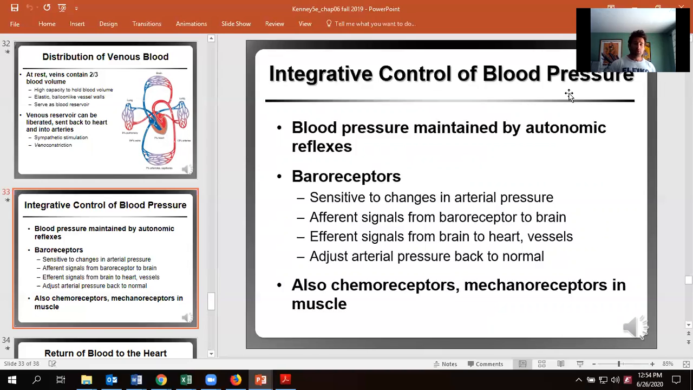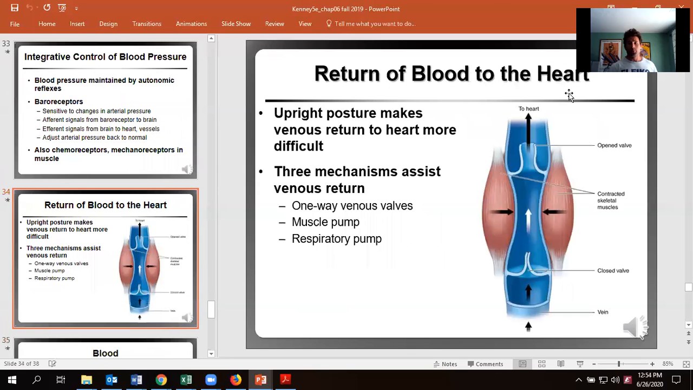Now, we also have chemoreceptors and mechanoreceptors. Now, the chemoreceptors are obviously detecting the chemical levels of different things like those metabolic byproducts, which in turn are going to cause changes in pressure gradients. And mechanoreceptors are literally just detecting the stress. So the hard contracting muscles or otherwise are going to influence where our blood pressure is going to be.